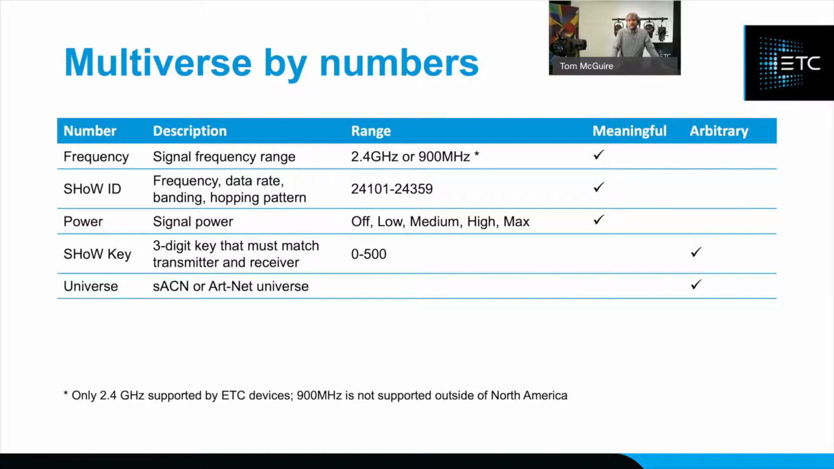The show key is a 3-digit number, which should match between your transmitter and receiver. If you want those two to be locked together, you can use that. You don't have to have one set, but if you need one, you can use it. And then there's which universe you are listening to. If you're using one of the multiverse transmitters that can transmit multiple universes, you obviously need to select that to make sure you're picking up the right one.